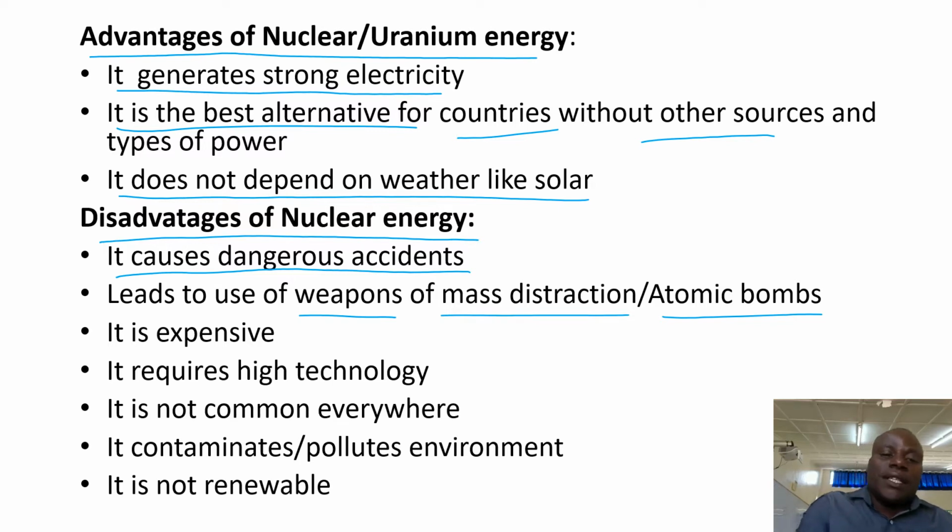It is expensive in terms of processing it. Uranium is also not cheap. It requires high technology for people to process it. Atomic, uranium and nuclear industries need to have high technology. It is not common everywhere, like solar, firewood, etc.